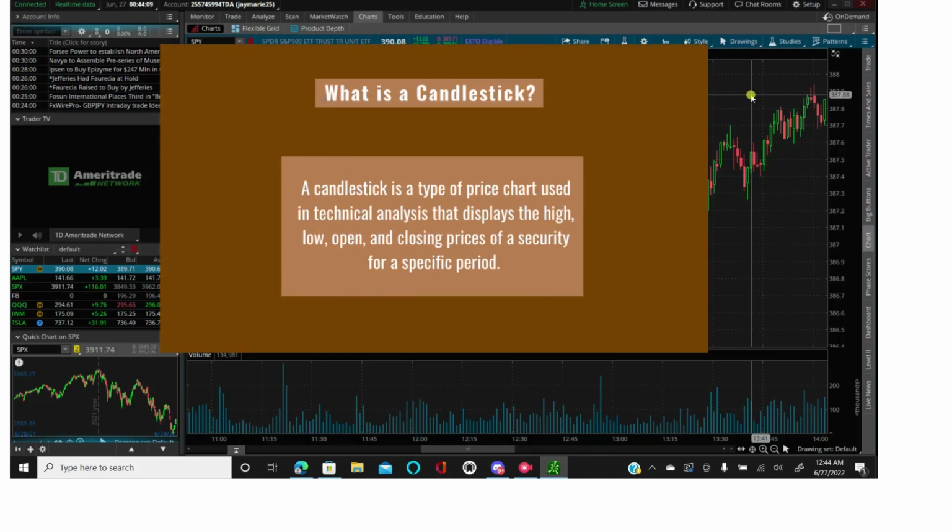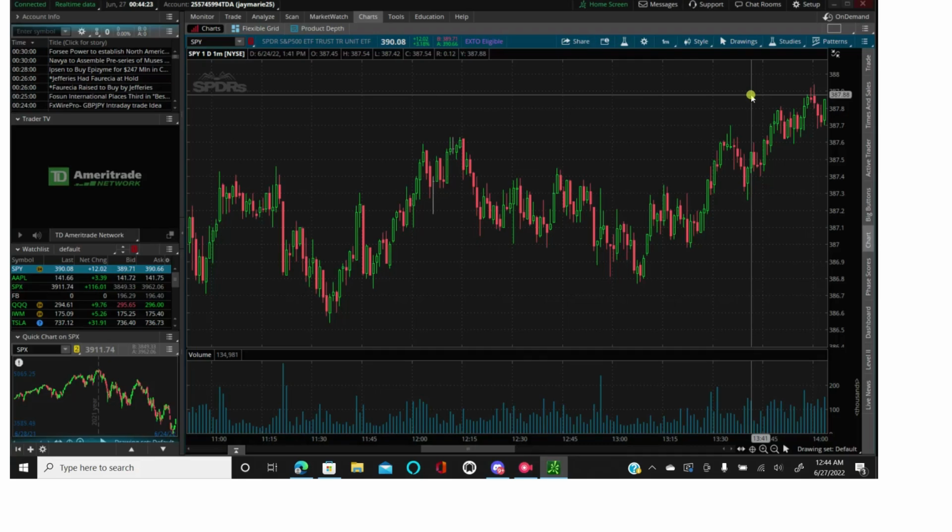A candlestick is a type of price chart used in technical analysis that displays the high, low, open, and closing prices of a stock for a specific time period. Okay, so before I go any further, let me explain what I mean when I say specific time period. When you hear that phrase in the market, you need to know that there's different time frames that people monitor a stock. So if you look up here, we have this thing called time frame setup.